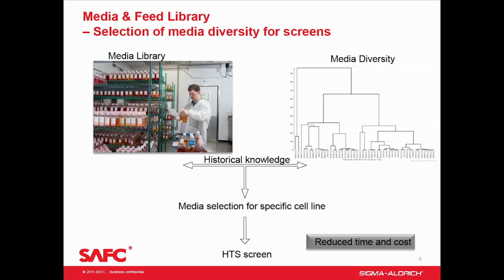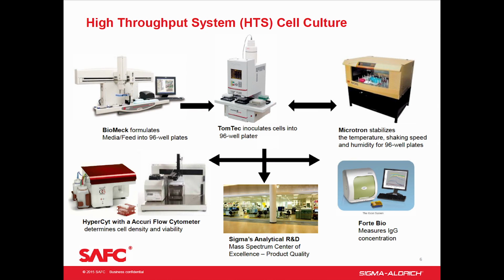One of those techniques is using high throughput screening methodologies, which I'll talk about. This is a pictorial of our high throughput systems. We have a Biomek set up to do 96 deep well plates. This is our liquid handling portion, so we put the media, the feeds, or whatever is going on into those wells through this system. We have a Tomtec, which can inoculate the cells into those 96 wells, and it also pulls out samples for analysis.